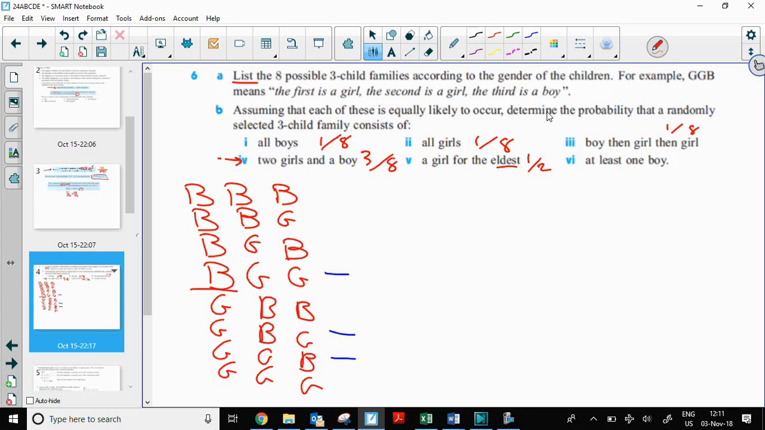At least 1 boy means it could be 1 boy, or it could be 2 boys, or it could be 3 boys. So again, we can look through the list and we can identify each of those 7 options. So it is going to be 7 out of 8. Or we can think about the complement of that event. If there's not at least 1 boy, that means that it's all girls. I already know that all girls is 1 out of 8. So its complement, at least 1 boy, must be 7 out of 8.